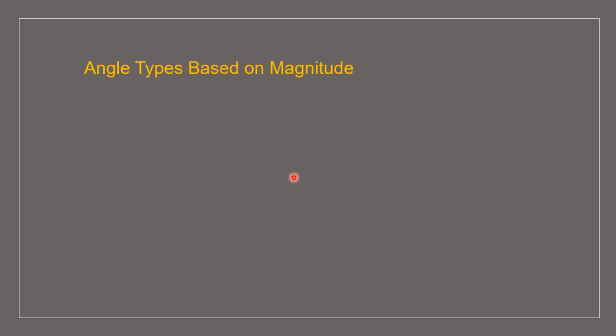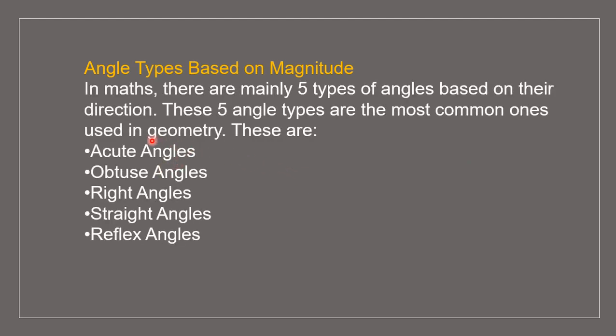So the angles based on the measurement in mathematics are: first, acute angle; second, obtuse angle; right angle, straight angle, and reflex angle. So these are the types of angles on the basis of the measurement: acute angle, obtuse angle, right angle, straight angle and reflex angle. Let's talk about them one by one.